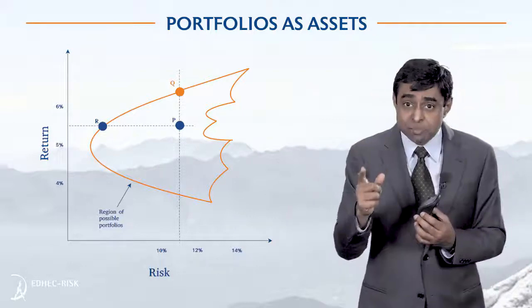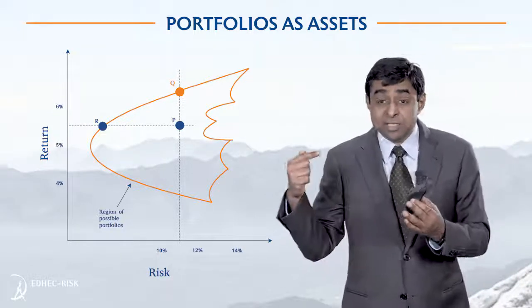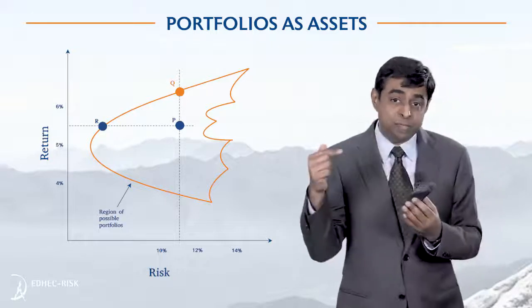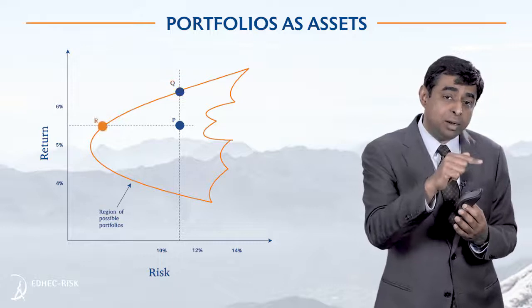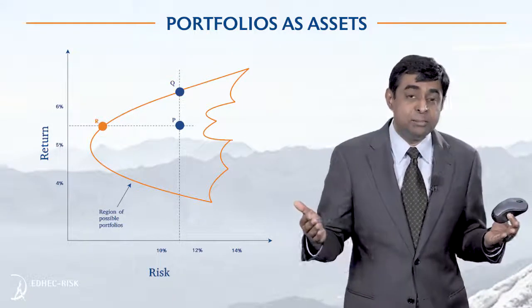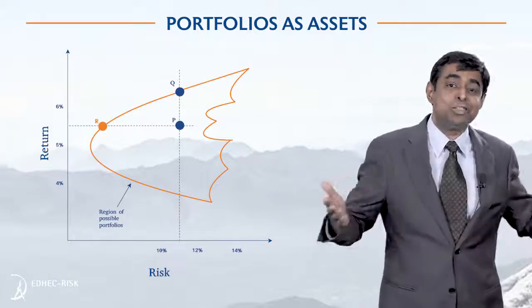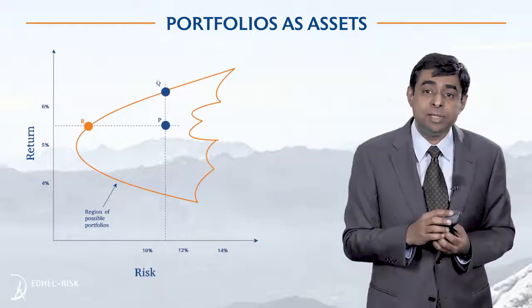In fact, there's another portfolio that also is better than P, and that is if you go left instead of going straight up. If you go straight left, you see there's another portfolio that I've marked as R. What does R give you? R gives you the same return as P, but it gives you lower volatility. So again, the question is, why on earth would you hold P when you can hold R?